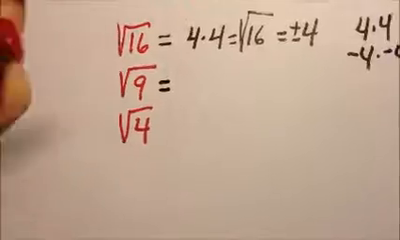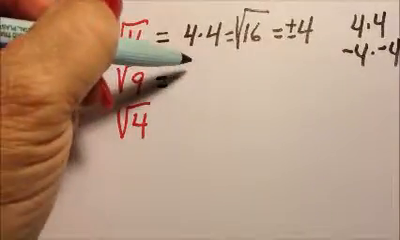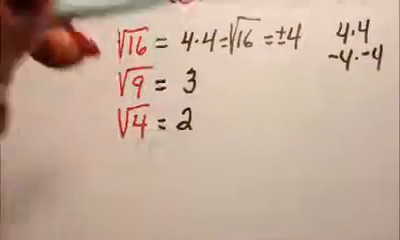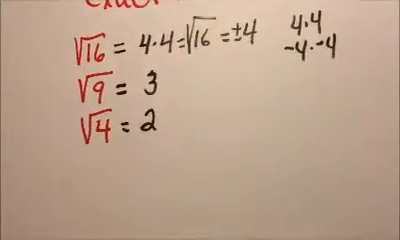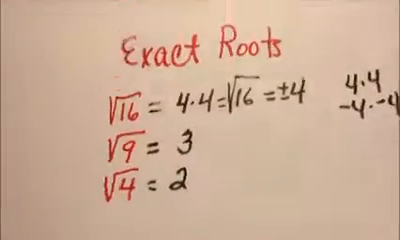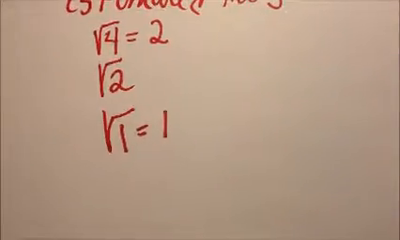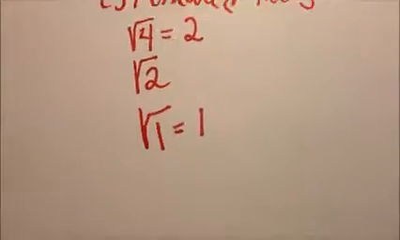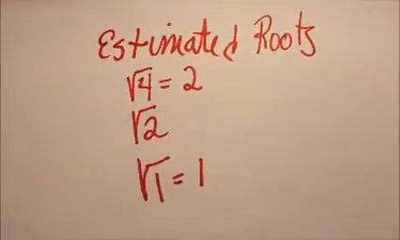Okay, so the primary root of the square root of 9 is 3, and the square root of 4 is 2. So those are exact roots. Likewise, you can also do decimal parts and still get exact, but in this case, all I was doing is whole numbers. Now, estimated roots are a little bit different.